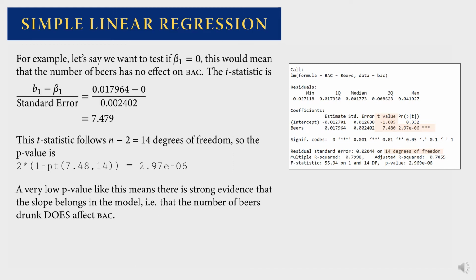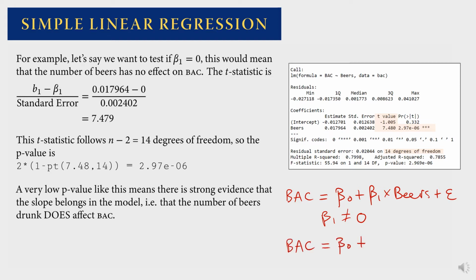This t-test is saying that the parameter belongs in the model. The model is this. And we concluded that beta 1 does not equal 0. If we had failed to reject the null hypothesis, we would conclude that our model looks like this. And that's saying that blood alcohol level is just some constant plus some error term and isn't impacted by how many beers you drink.